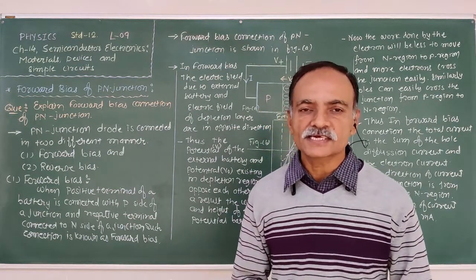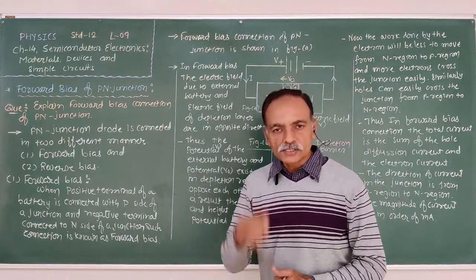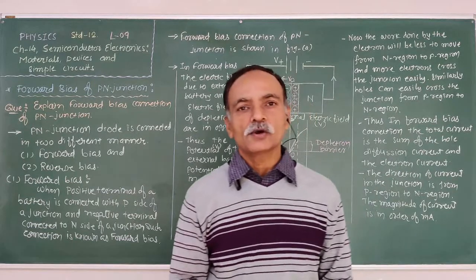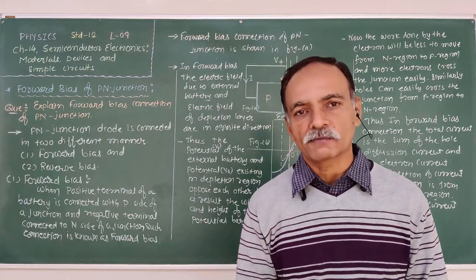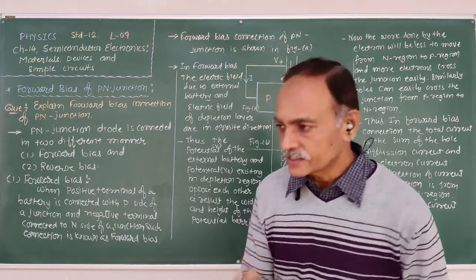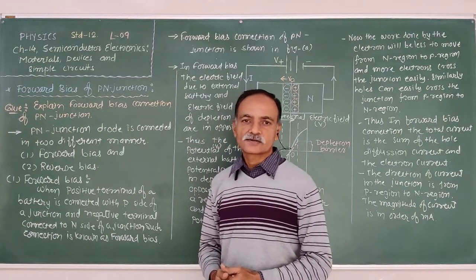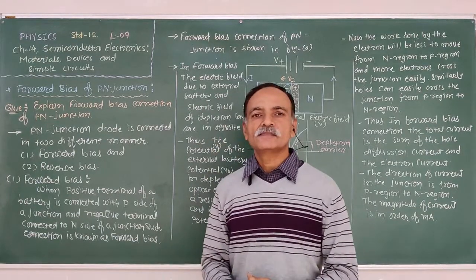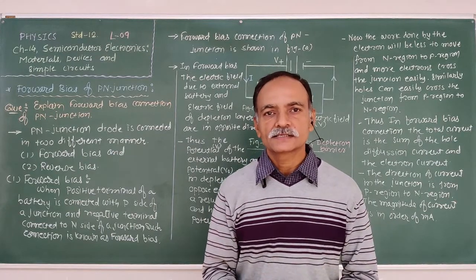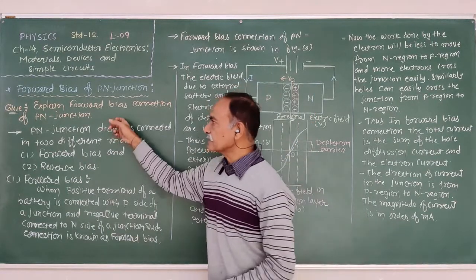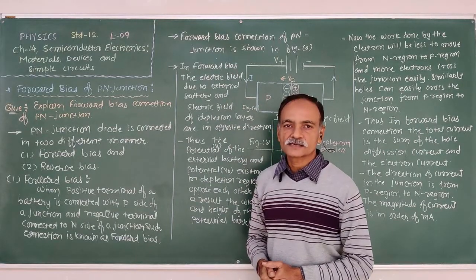Today we are going to discuss the forward bias connection of the PN junction diode, and also the characteristic of a PN junction diode connected in forward bias. What happens in a forward bias connection? What is the mechanism when we connect the PN junction diode in forward bias? For that purpose, the question is: explain the forward bias connection of PN junction.